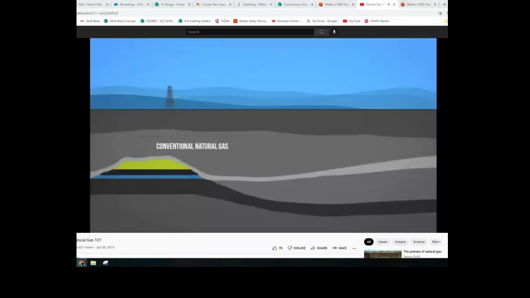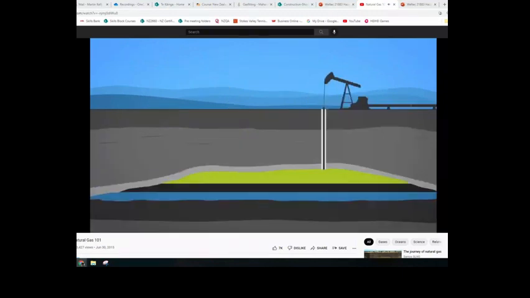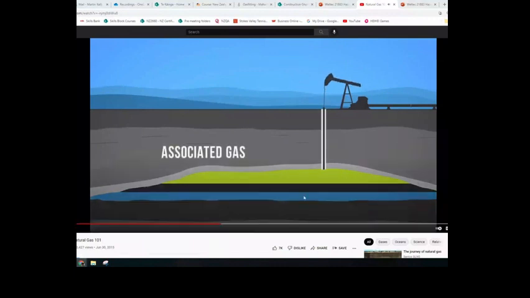Conventional natural gas can be extracted through drilling wells. Unconventional forms of natural gas, like shale gas, tight gas, sour gas, and coal bed methane, have specific extraction techniques. Natural gas can also be found in reservoirs with oil and is sometimes extracted alongside oil. This type of natural gas is called associated gas. In the past, associated gas was commonly flared or burned as a waste product, but in most places today it is captured and used.